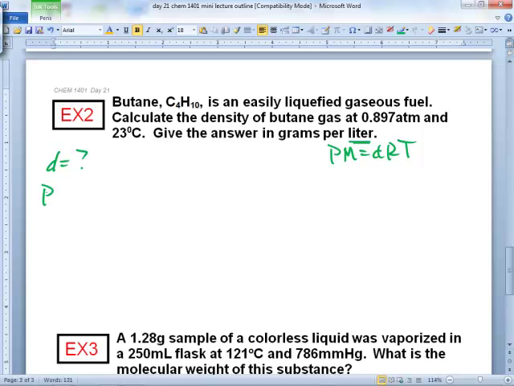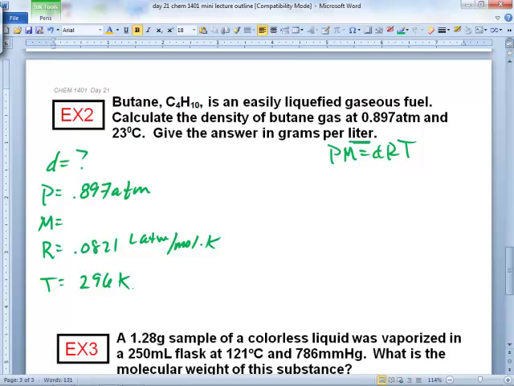D, that means you need to know P, M, R, T. Monica Lopez, we have to know those. What are they? 0.897. Now let's keep going. You're on a roll here. What's the next one? R is 0.0821. Okay, and the T is 296 again.